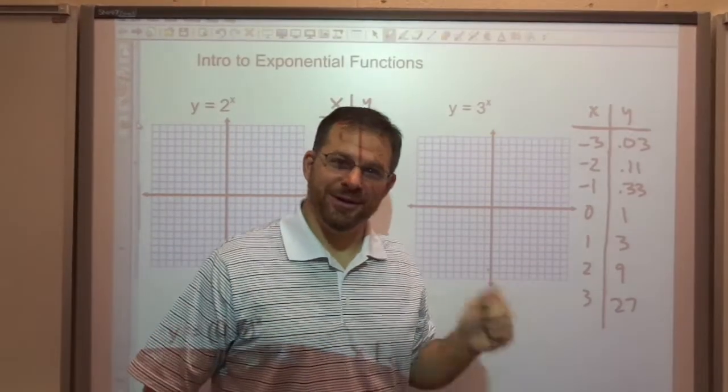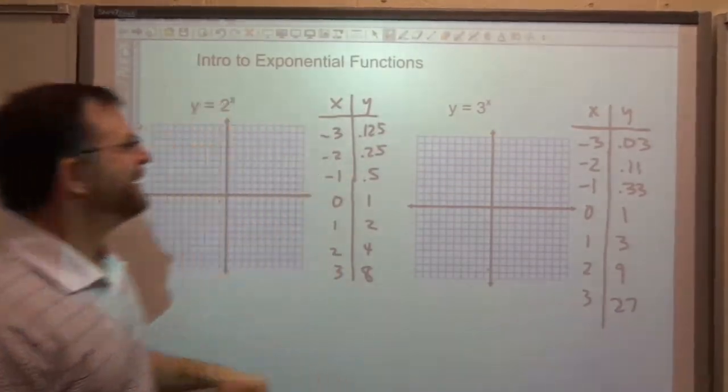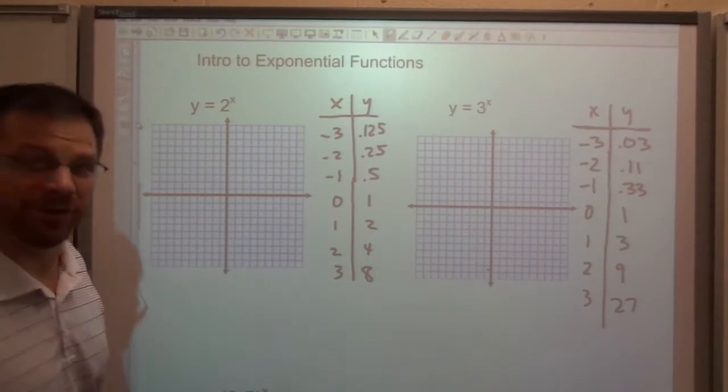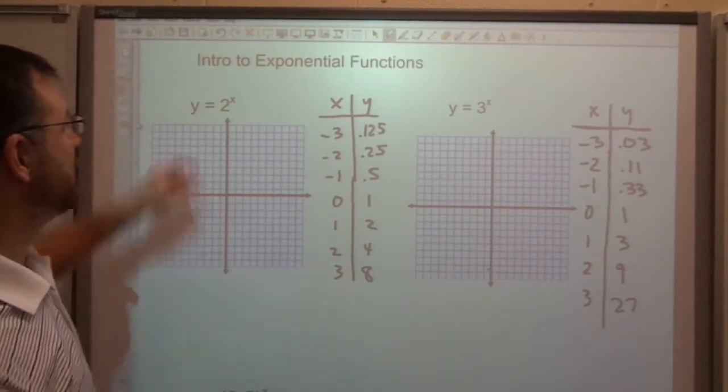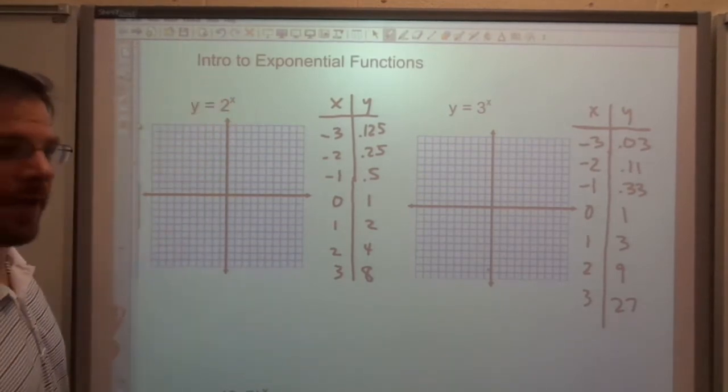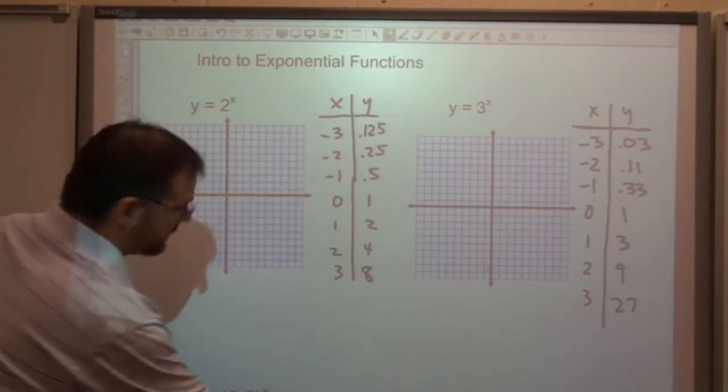Hello and welcome to Intro to Exponential Functions. We're going to look at 4 exponential functions here today, just looking at the graphs. The first one is y equals 2 to the x. We've got the points already listed out here.